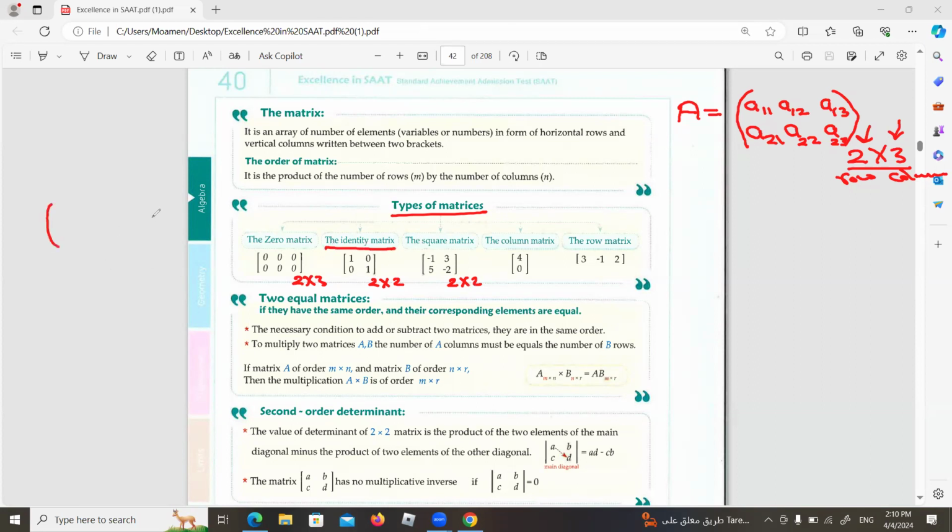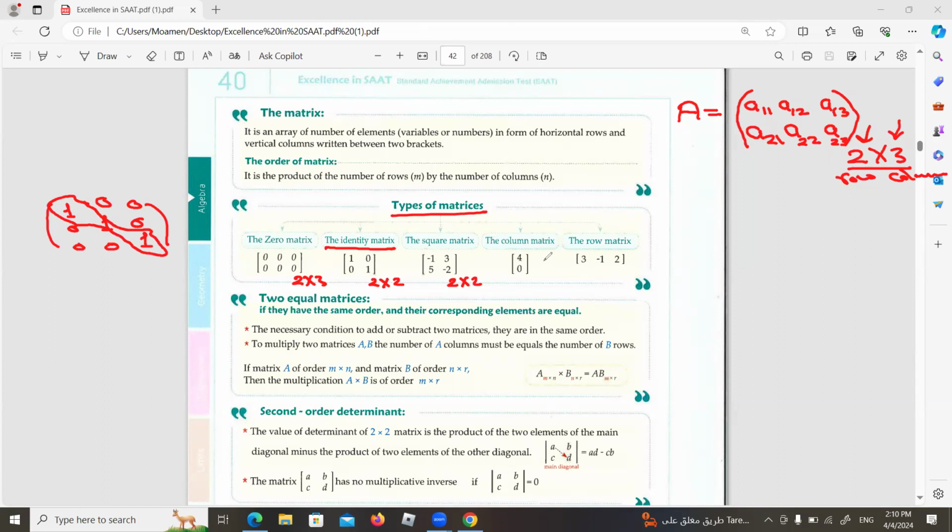If we have 3 times 3, for example, it's a square matrix, and it will be an identity matrix if you have 1 here, 1 here, and 1 here, and the rest of the elements will be zeros. So all the elements are zero except the main diagonal elements. Okay, so this is a square matrix.